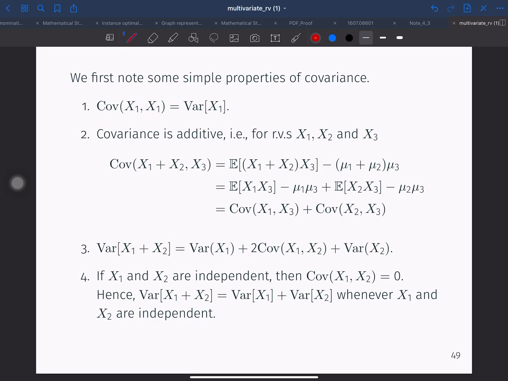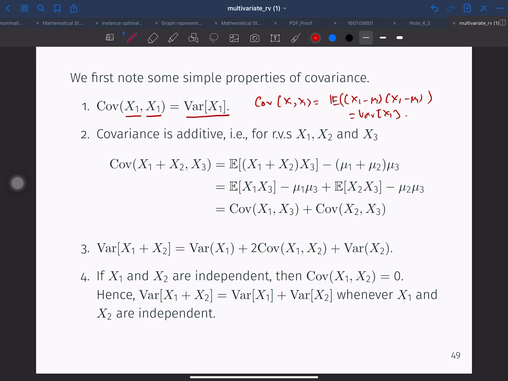So we first note some very simple properties of covariance. If I have the covariance between x1 and itself, that is nothing more than the variance of x1. Indeed, by definition, the covariance of x1 with itself is nothing more than the expected value of x1 minus mu times x1 minus mu, which is by definition the variance of x1. Just to put the index mu1 here.